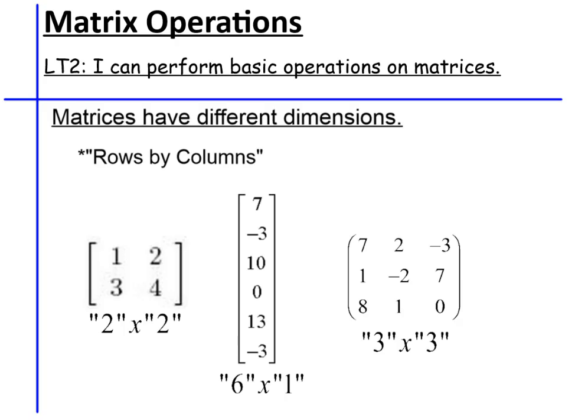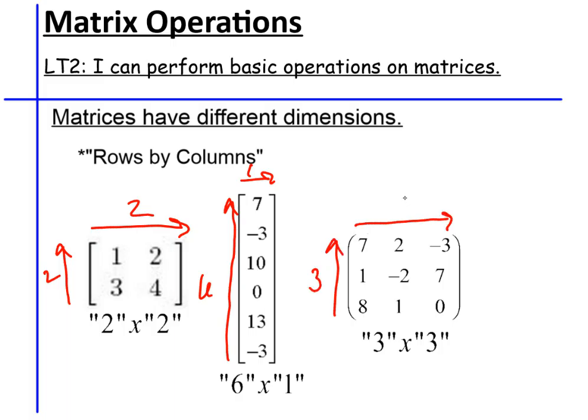So matrices have different dimensions. We've only really talked about the matrices that have the same dimensions as a system of equations, but matrices can have all kinds of different dimensions. You can have 2 by 2. You can even have 6 by 1 or 3 by 3. Make sure you are always doing rows by columns. The first number is the rows and the second number is the columns. That's how we name the dimensions of a matrix.